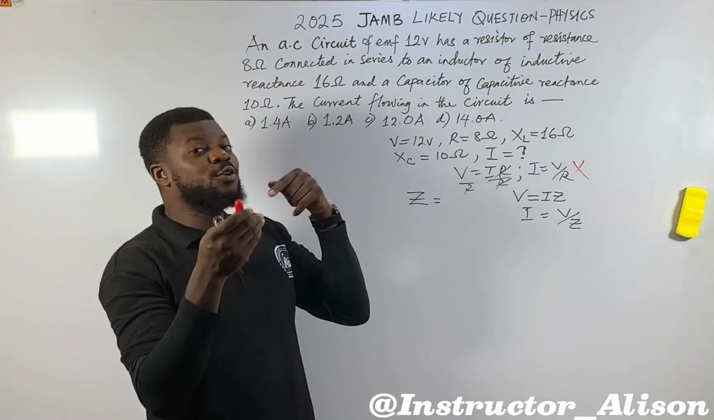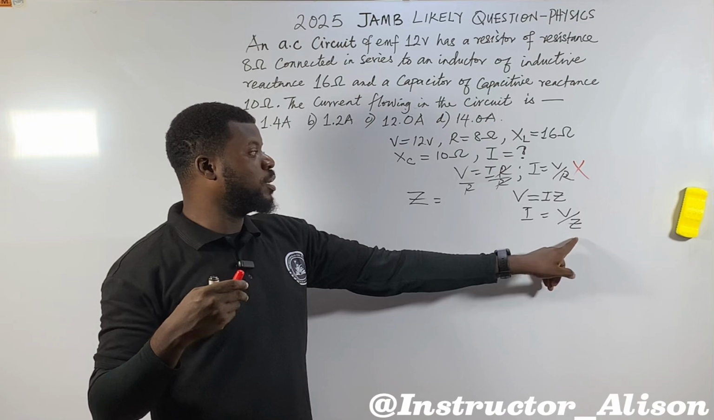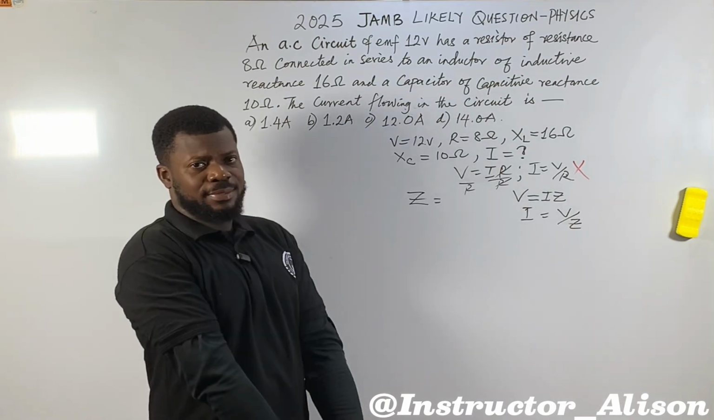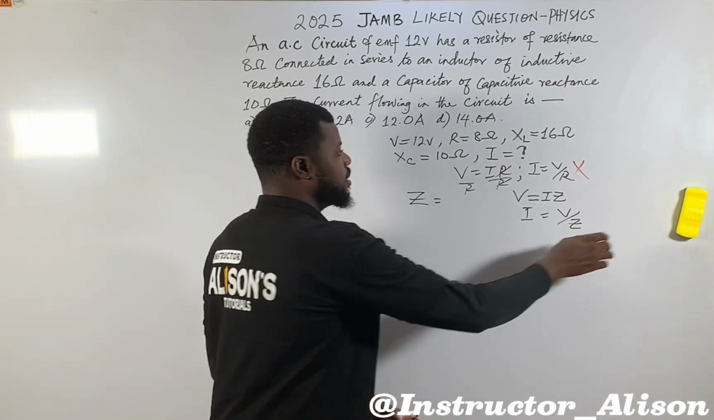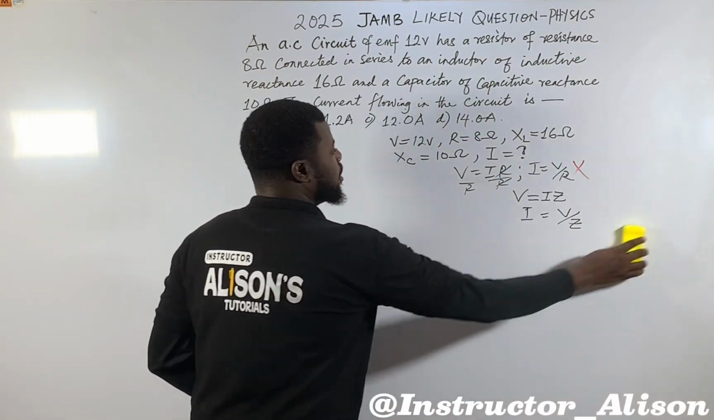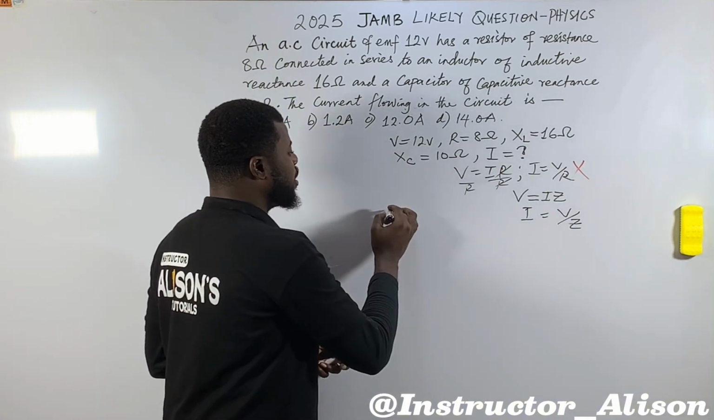So currently, we no go fit find the current because we don't know what Z be, we know what V be, but we no fit define two things the same time. So you gats find one, make you know say na only one dey find. So make you find Z. How we want take find Z? It's simple. Quote the formula for impedance in RLC circuit.